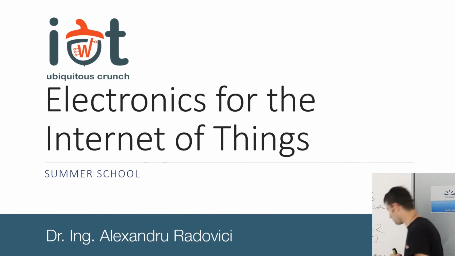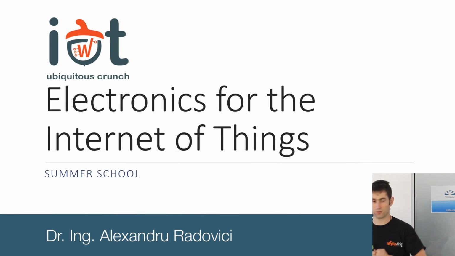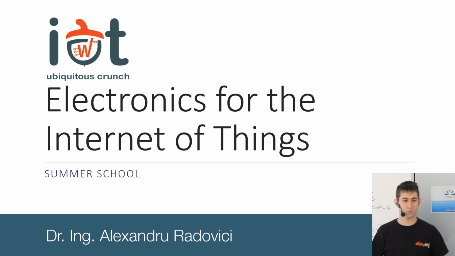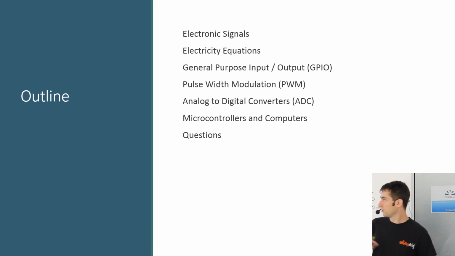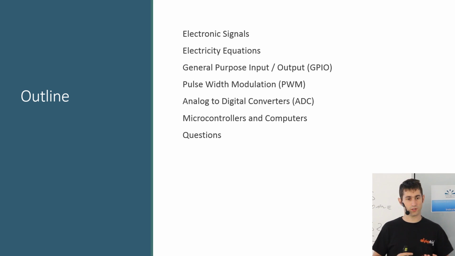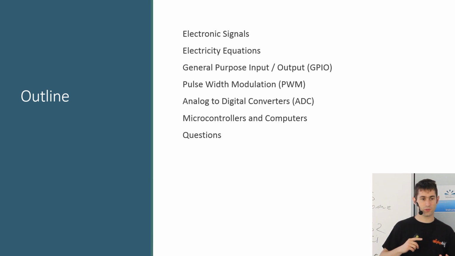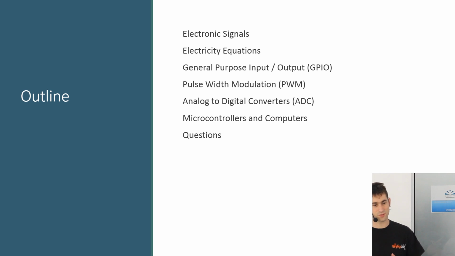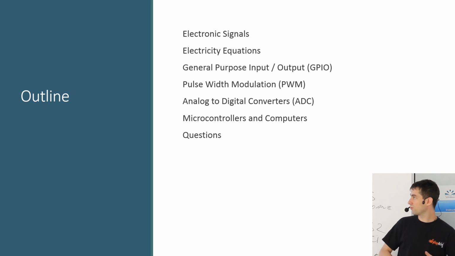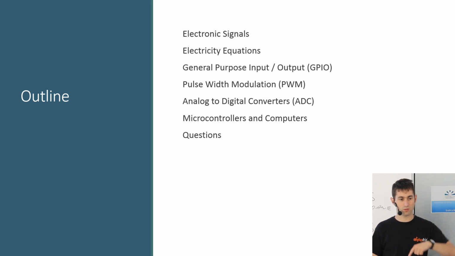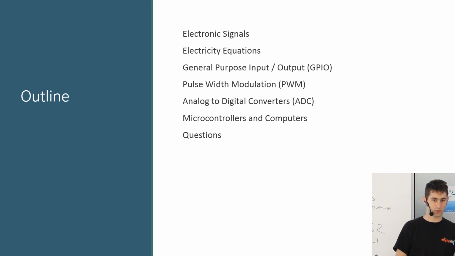Okay, so we're going to talk about electronics for the Internet of Things. And this might be a little boring, but it's really important. So we'll cover what an electronic signal is, what the electricity equations are, GPIOs, PWM, ADC, and the difference between microcontrollers and computers. About signal processing, my colleague is going to discuss more with you in the following days, so it's going to be just a brief introduction to this.